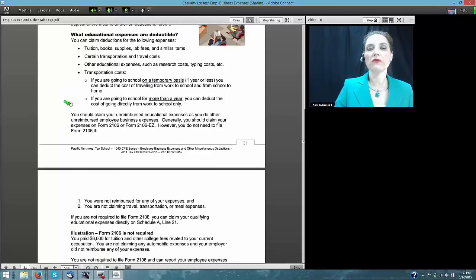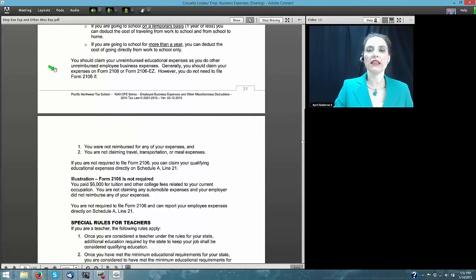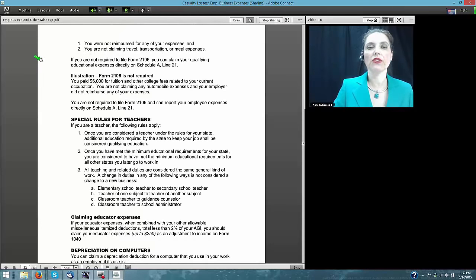But if you're going from school to that school for more than a year, you can only deduct the cost of going directly from work to school. You should claim your unreimbursed education expenses as you do other unreimbursed expenses, and generally you should claim your expenses on Form 2106 or 2106EZ. However, you do not need to file Form 2106 if you were not reimbursed for any of your education expenses and you are not claiming travel, transportation, or other meal expenses.